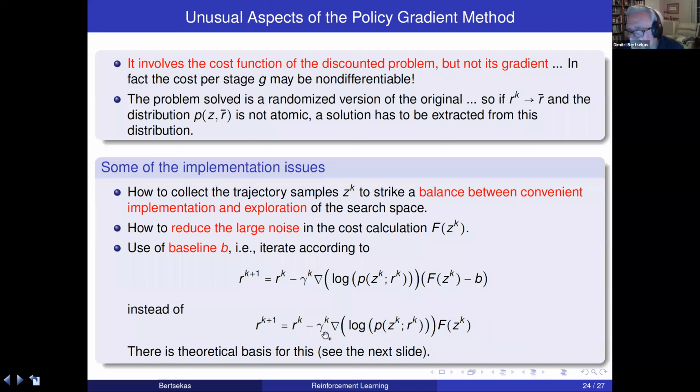And the theoretical possibility is to have this gamma K go down to zero. It's a diminishing step size. And it has to go to zero at a certain rate. And that rate is O of 1 over K. So you reduce the step size according to the sequence 1 over K. But people rarely use that.